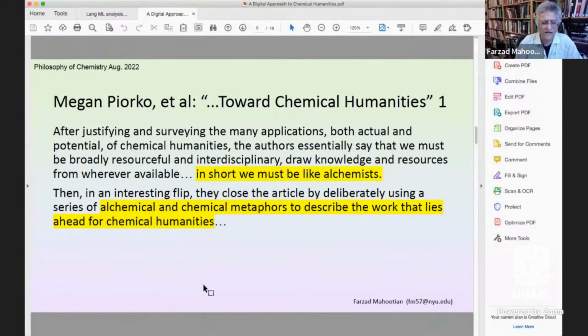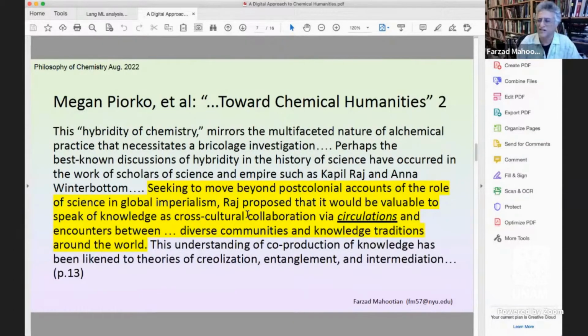And in the course of doing that, she does something that is close to my heart. I've written an article on chemical metaphor, but I held back because, being an academic, it's kind of slow. But they've sped up the whole process, and they're explicitly saying, let's harness our alchemical and chemical metaphors, and this is the best way to approach chemical humanities. I was thrilled to see this, so I thought, all right, let's check it. Let's see how they do this.